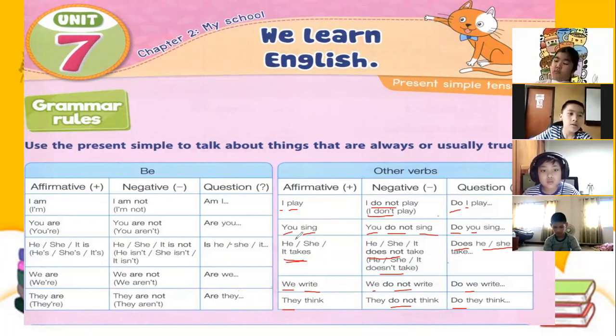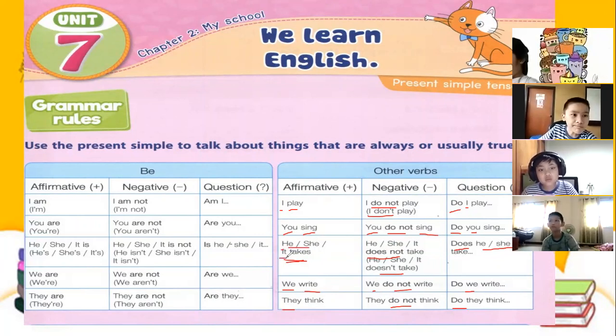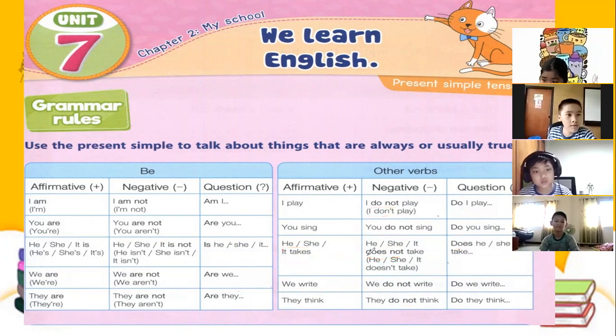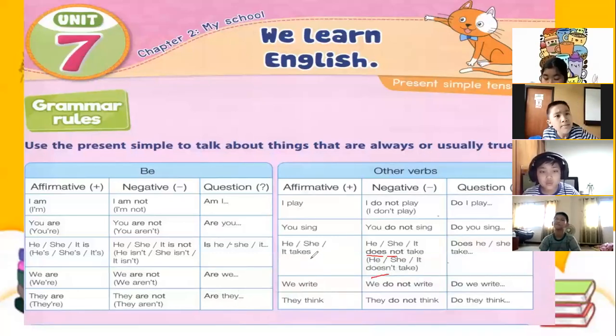And with the other subjects, he, she, it, we are talking about a third person, singular person. So we are going to use does. And if it is negative, then does not or doesn't. And the verb will change: take is a verb, right? So here the verb will change accordingly.